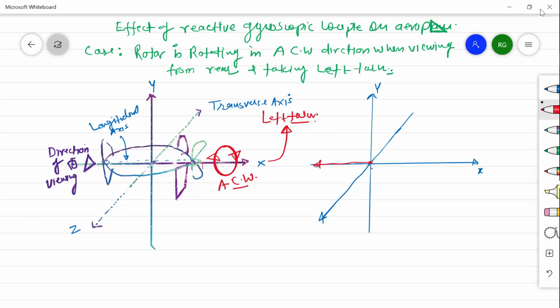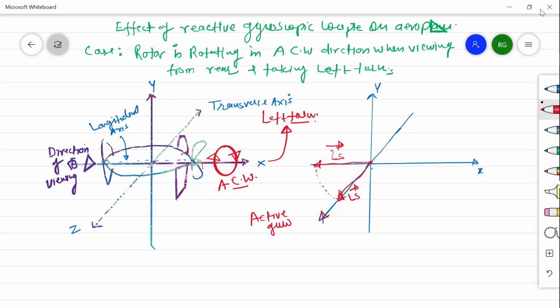This is our Ls, and when the plane is taking the left turn, this Ls would move in this direction, and when the plane has taken the 90-degree turn, this would be the final direction of the Ls vector. After taking the turn, this is our angular momentum vector. As we know from the lecture, this change in Ls would give the direction of the active gyroscopic couple. So we can say this is the direction of the active gyroscopic couple.